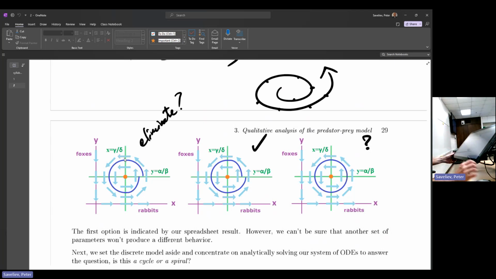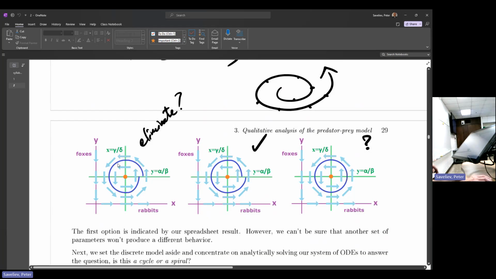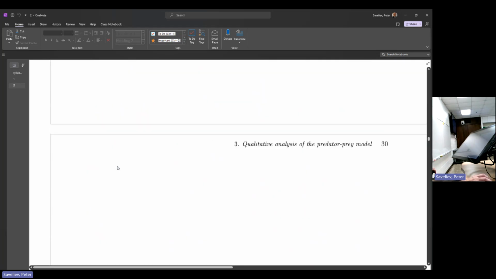And so our modeling produced the picture in the middle, and we'll see why it produced the picture in the middle and not the one on the left. The true picture is on the right. The modeling produced the picture in the middle, and the left one did not appear. And we can figure out why.